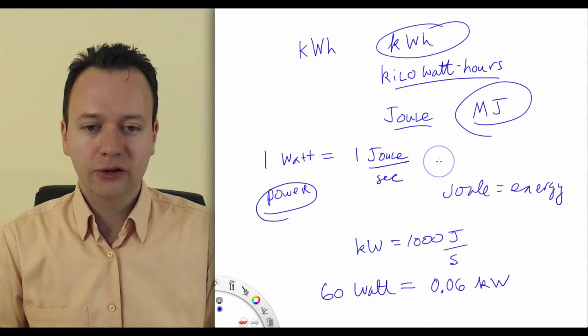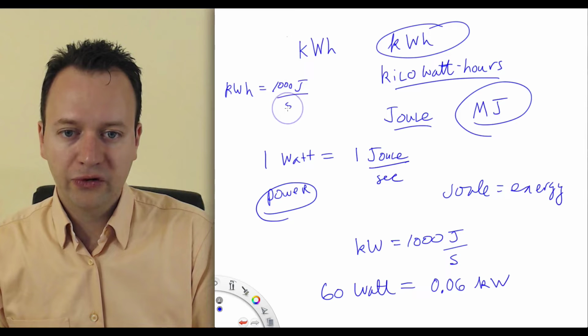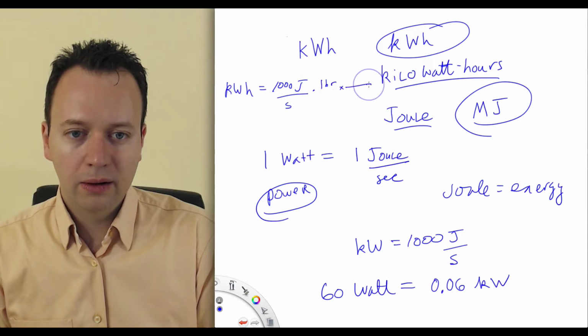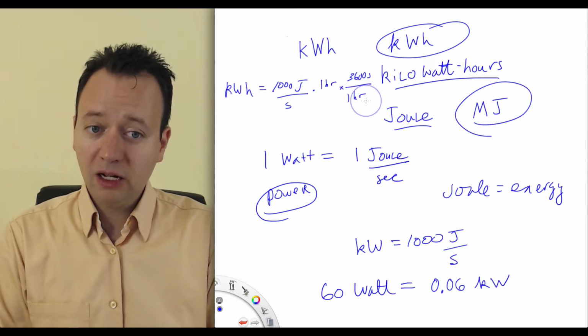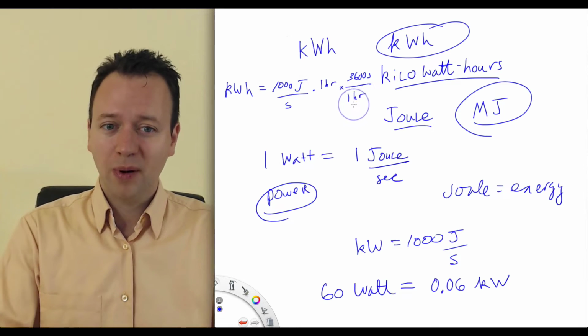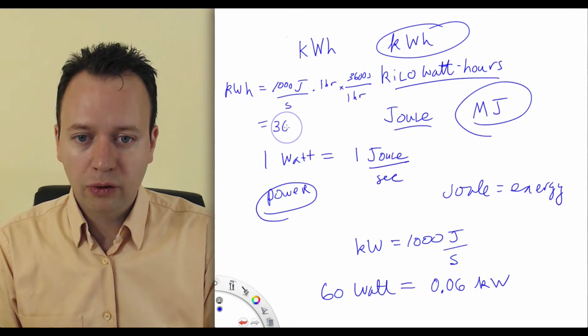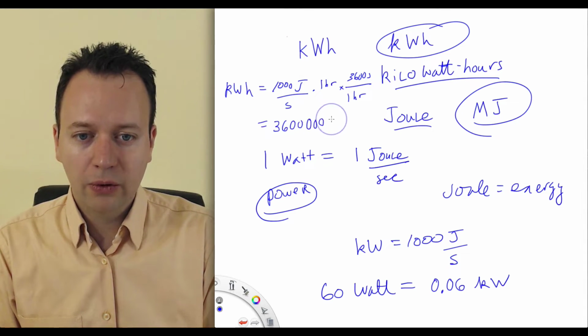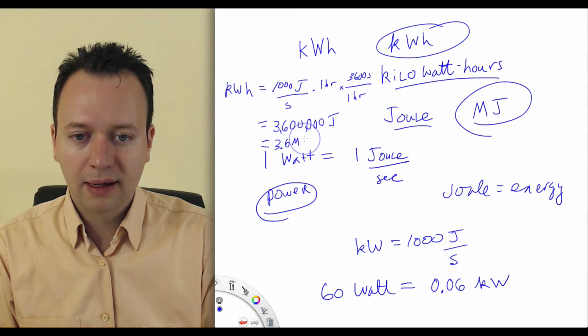To convert this into joules, well, 1 kilowatt hour is equal to 1,000 joules per second, so that's a kilowatt, times 1 hour. Now we can multiply this by 3,600 seconds per 1 hour. So 3,600 seconds is equal to 1 hour. So 3,600 seconds divided by 1 hour is equal to 1. So I just multiplied this by 1. But now you see the seconds cancel out, the hours cancel out, so we're left with 3,600,000 joules. So 3.6 million joules, or we can just say 3.6 megajoules.